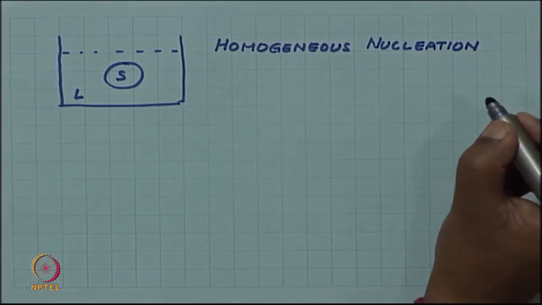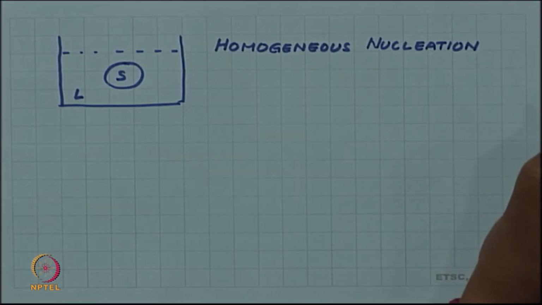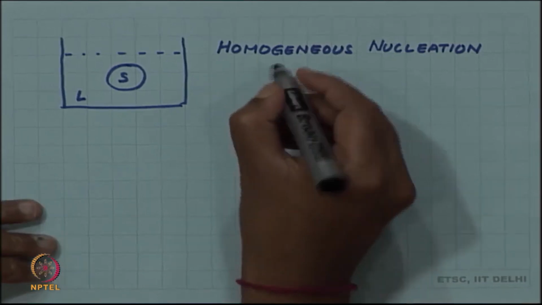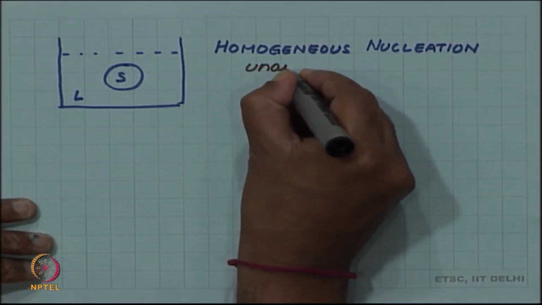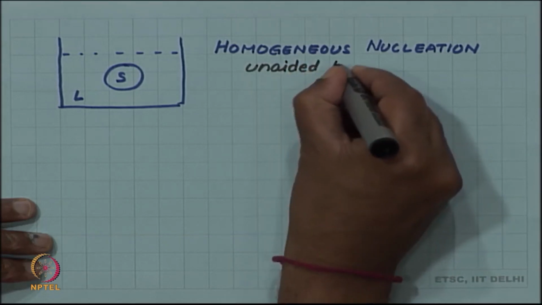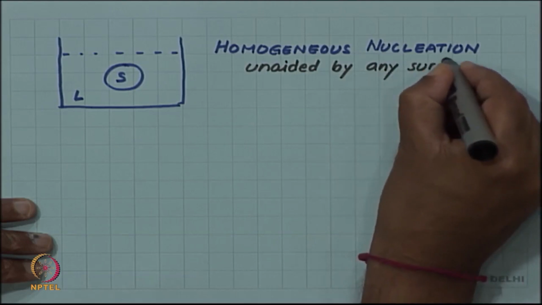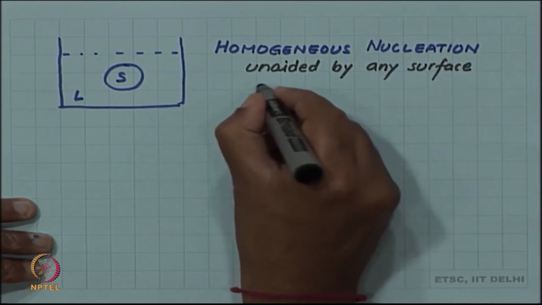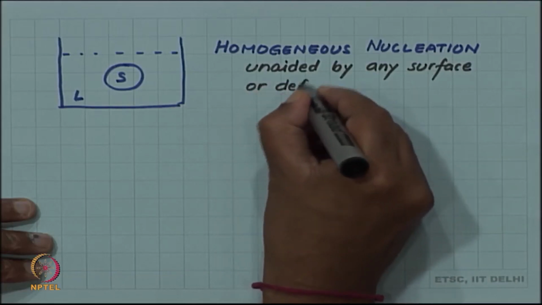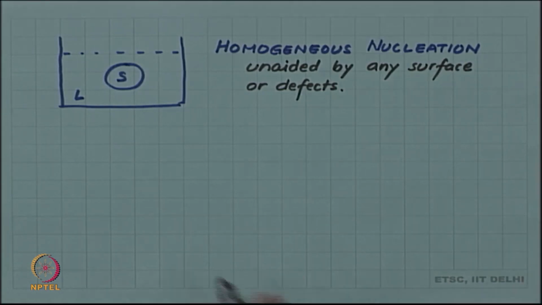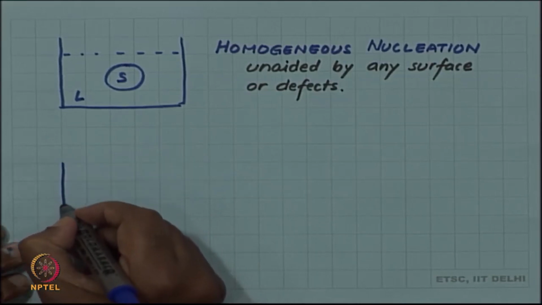We did not use this adjective before, we were simply calling it nucleation, but this is an example of homogeneous nucleation, which essentially means a nucleation unaided by any surface or defects. We took this up because it is mathematically simpler to analyze. However, in reality this is a quite unlikely situation.